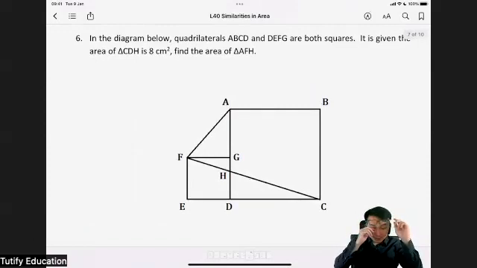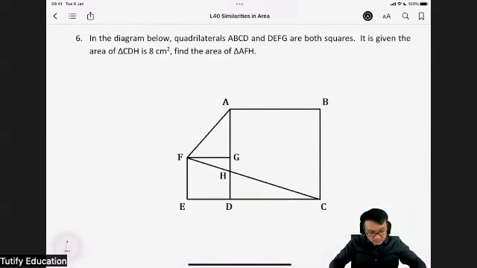Now, let me explain what the question is asking, okay? They tell you that you have two quadrilaterals. Okay, what is a quadrilateral? It just means a four-sided shape, okay? They say that they are squares. That means ABCD is a square. DEFG is also a square. So you have two squares.